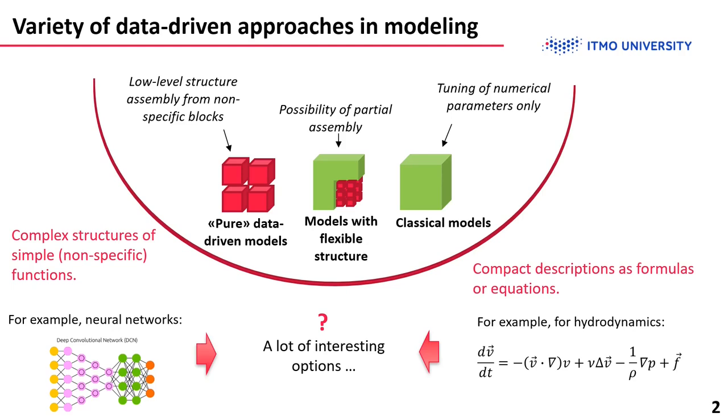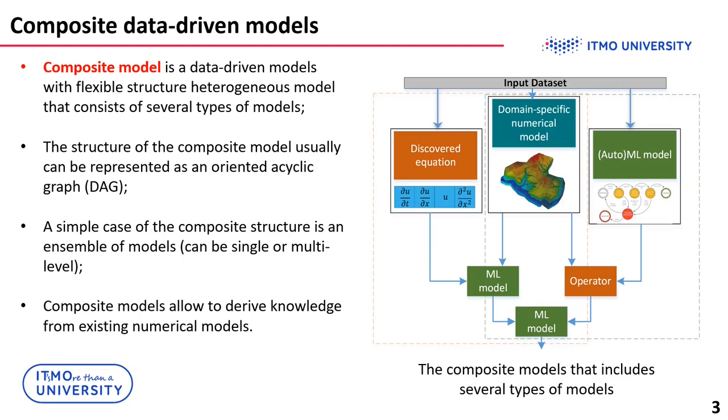However, there are also interesting models between them, models with so-called flexible structure. As can be seen from the figure, this is something between fully data-driven models and classical models with rigid structure, so the advantages of both approaches can be combined. To describe the practical implementation of data-driven models with flexible structure, we propose the concept of composite model. A composite model is a heterogeneous model that consists of several types of models.